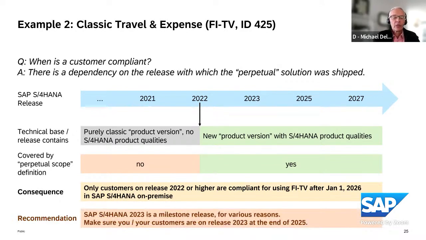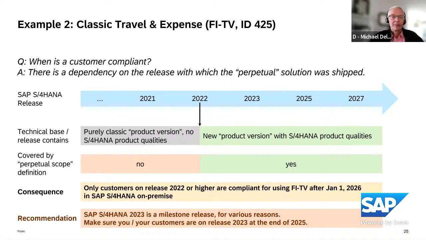Right? And therefore our recommendation for customers who use FITV is, if you want to be compatibility pack compliant, and we definitely recommend to do everything you can, because not being compatibility pack compliant means being in licensing non-compliance. Customers using FITV should be on release 2022 at least. Why not go to 23 immediately? Because for various reasons, that is a milestone release, as Roland has already explained.